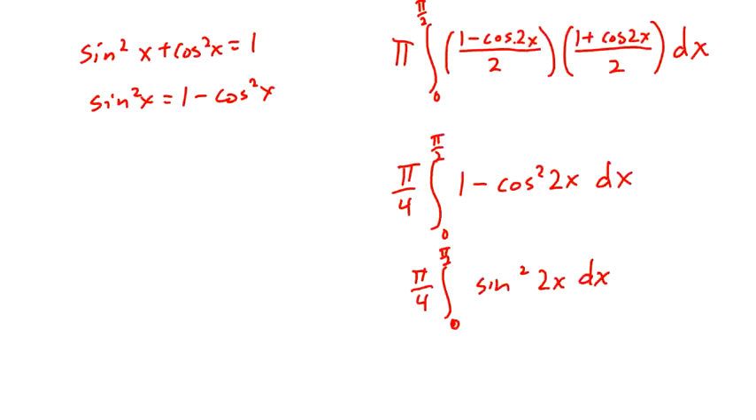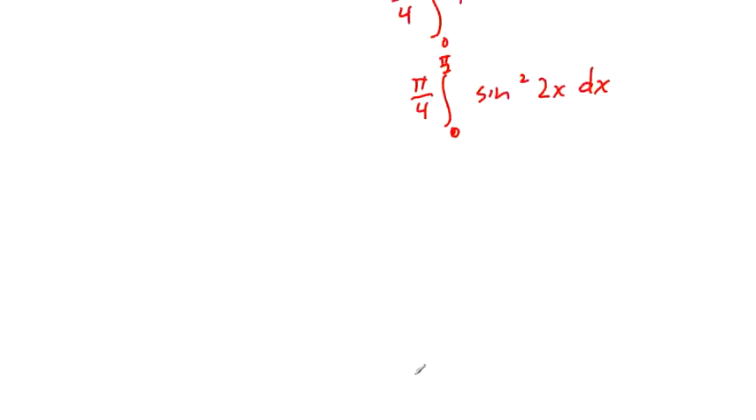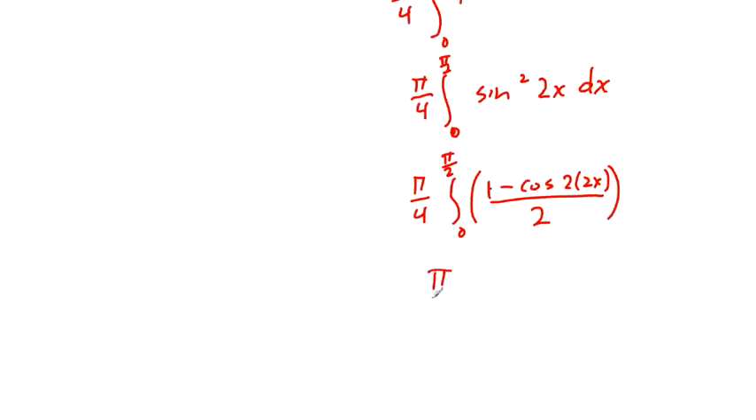Now I need to use another power reducing formula. And the power reducing formula for sine squared of 2x is going to be 1 minus the cosine of 2 times 2x, all over 2, which then gives me, if I pull this 2 out, pi eighths, integral from 0 to pi halves, of 1 minus cosine of 4x dx.